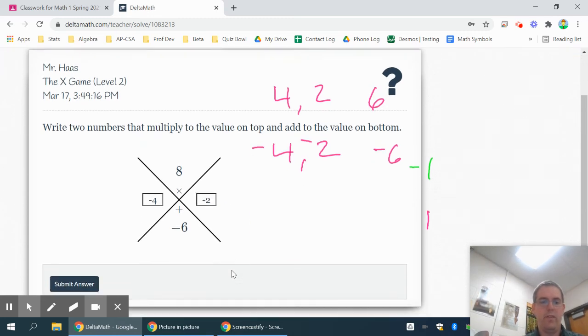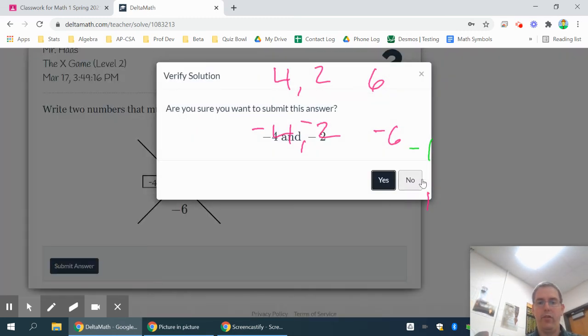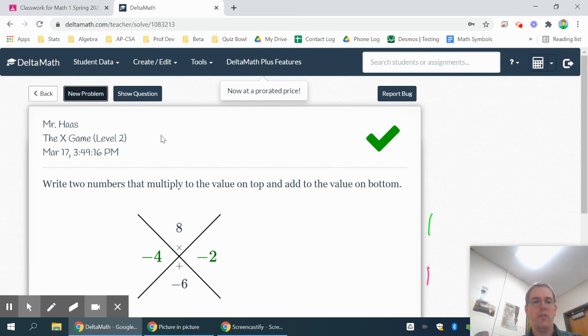So hopefully this will help you understand how to do these problems. Just a good arithmetic review and getting us ready to do some factoring.